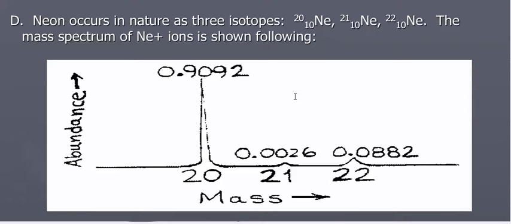Neon occurs in nature as 3 isotopes: neon 20, neon 21, neon 22. And what you'll get from a mass spectrometer is a readout that looks like this. It'll show you the abundance of each isotope along with their masses. And you'll notice that in this particular readout, neon 20 has an abundance of 90.9%. Neon 21 is like 0.26%. It's really not there in much abundance at all. And then neon 22 has an abundance of 8.82%.